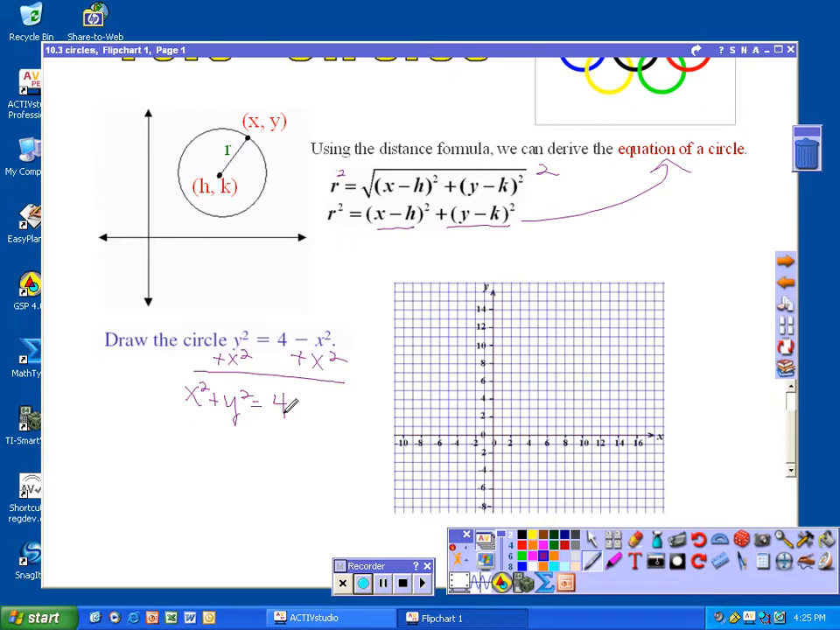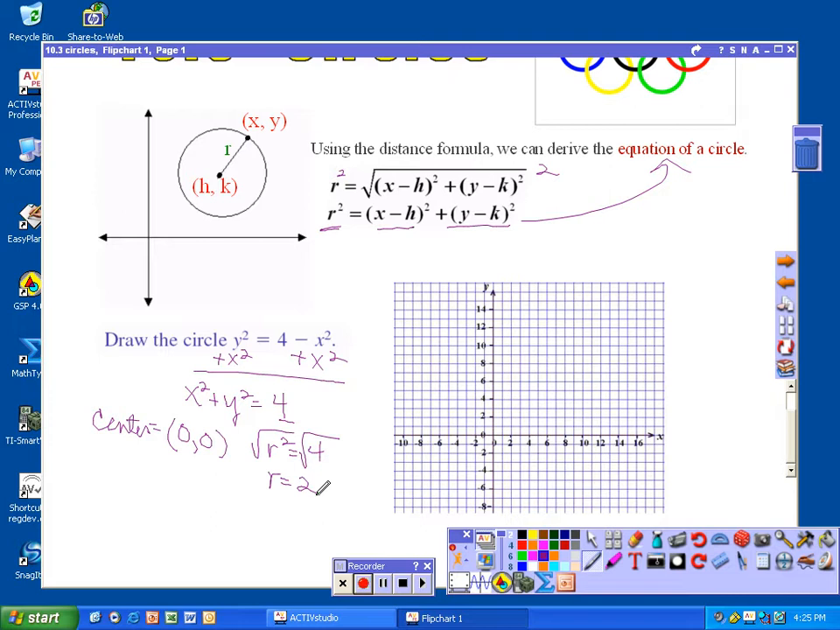Since there is no h back here, h is 0. And k, there is no k back here, so k is 0. So my center is at (0, 0). 4 stands for the radius squared. So r squared equals 4. If I want just the radius, I must square root both sides, and r equals 2.